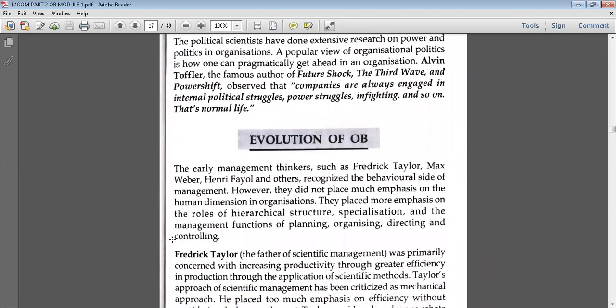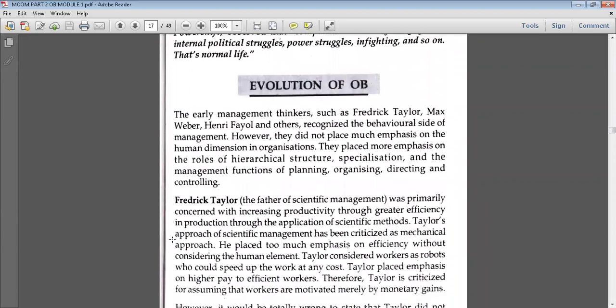Now here we will see the evolution of OB, how it emerged. Is it a new concept? So many experts and management thinkers contributed to the growth of organizational behavior. Early management thinkers, some names you have to remember: Frederick Taylor, Max Weber, Henry Fayol. All these people have contributed to organizational behavior.